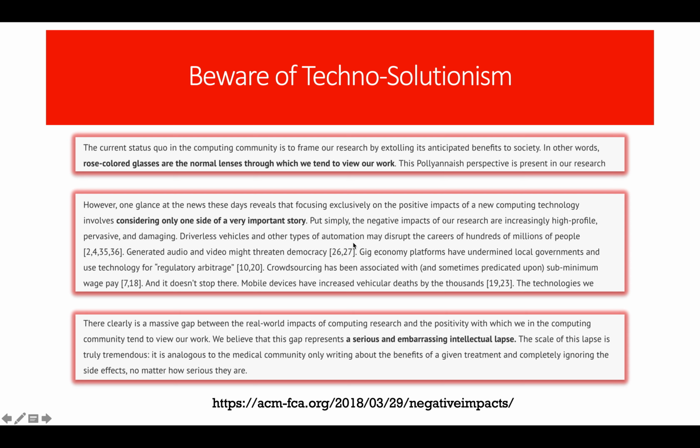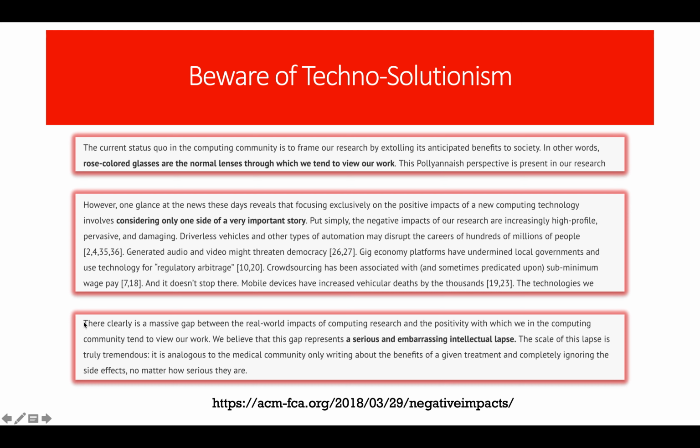Driverless vehicles and other types of automation may disrupt the careers of hundreds of millions of people. Generated audio and video, they're talking here about deepfakes, might threaten democracy. Gig economy platforms have undermined local governments. Crowdsourcing has been associated with sub-minimum wage pay. Mobile devices have increased vehicular deaths by the thousands, and they go on to give many more examples.